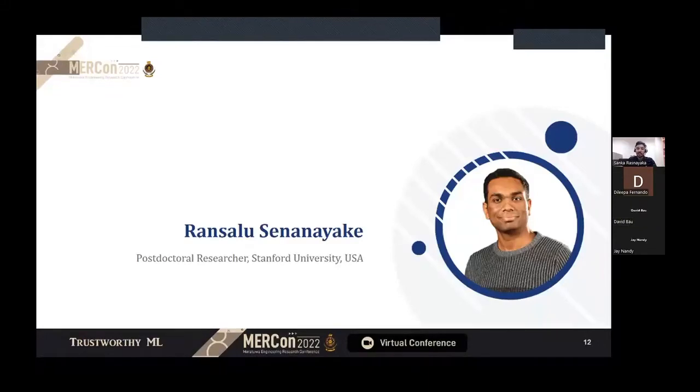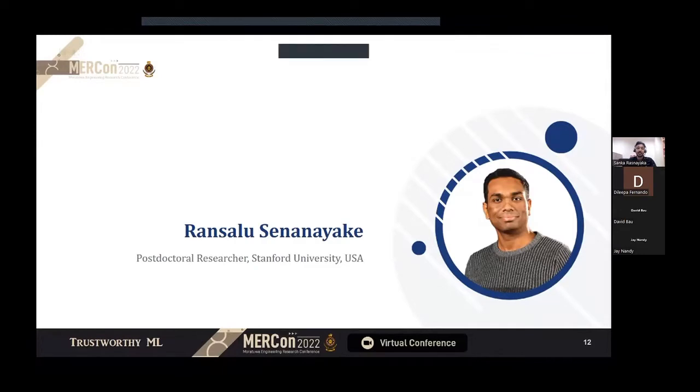So Dr. Ransalu Senanayake is a postdoctoral research scholar in the machine learning group at the Department of Computer Science, Stanford University. Working at the intersection of modeling and decision making, he focuses on making autonomous systems equipped with trustworthy machine learning algorithms. Prior to joining Stanford, Ransalu obtained a PhD in computer science from the University of Sydney in 2019. He has been an associate editor of the IEEE International Conference on Intelligent Robots and Systems since 2021. So let's welcome Ransalu to deliver his speech.